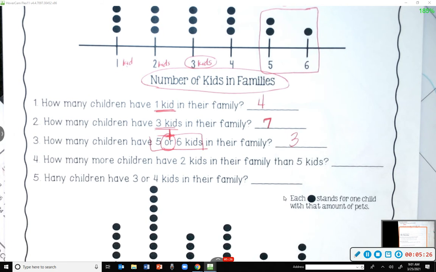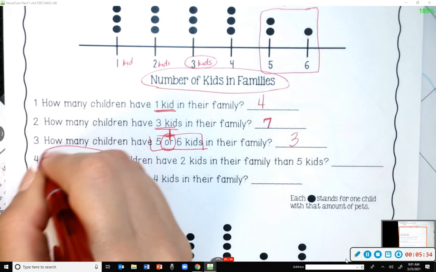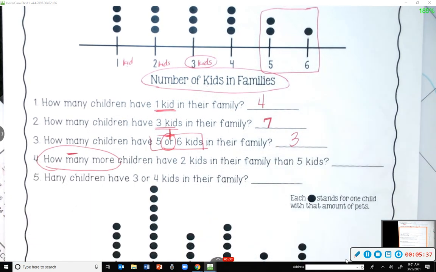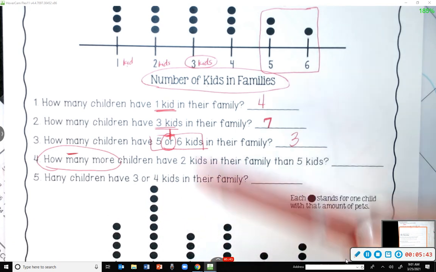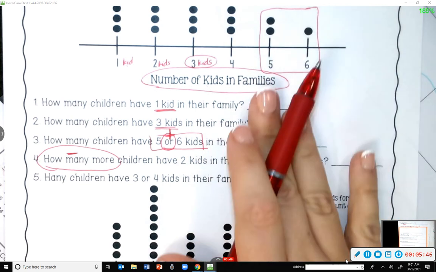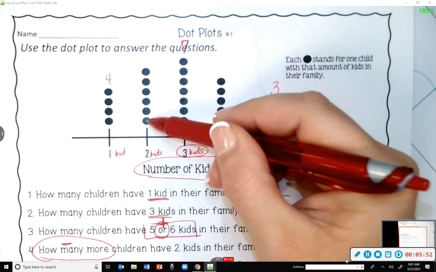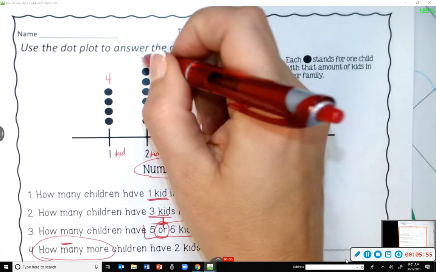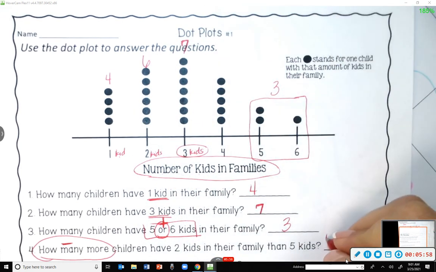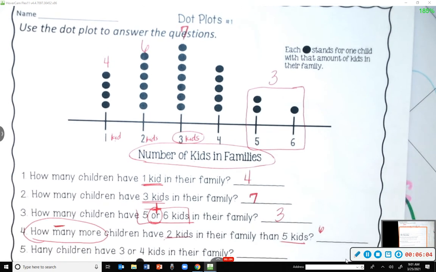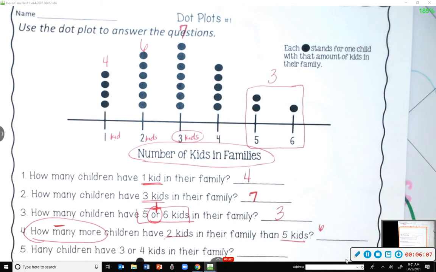Number 4. How many more children have 2 kids in their family than 5 kids? What's the key word, Evangeline? How many more? How many more, and it means to subtract. Okay, how many more children have 2 kids in their family than 5 kids? So I need to look at the 2 and the 5, right? So for 2 kids, there's 1, 2, 3, 4, 5, 6. And for 5 kids, there's how many? 3. No.